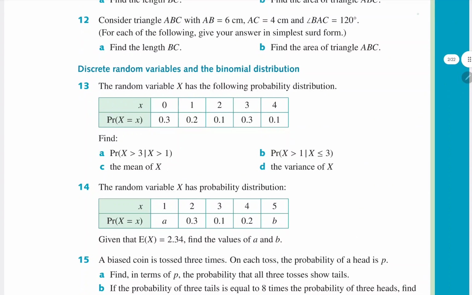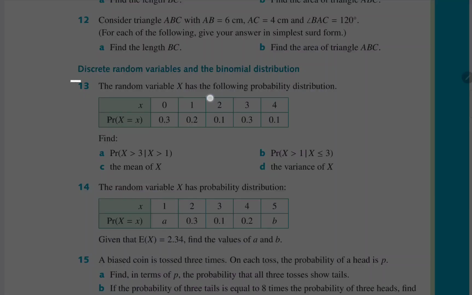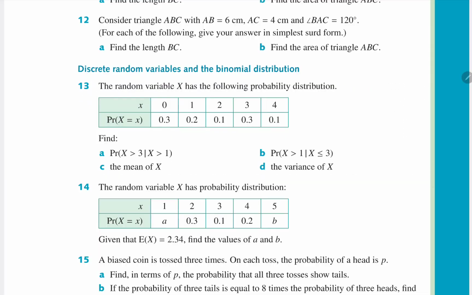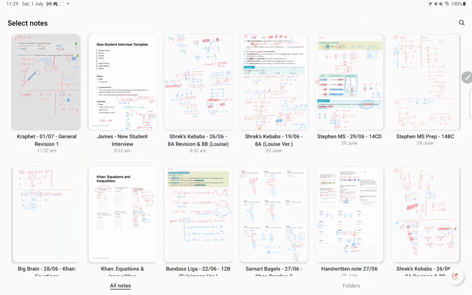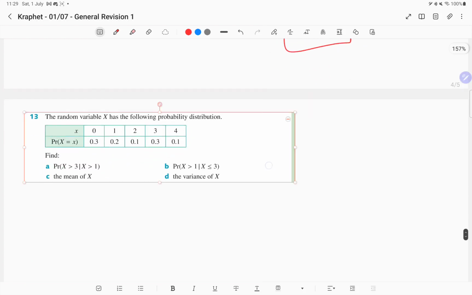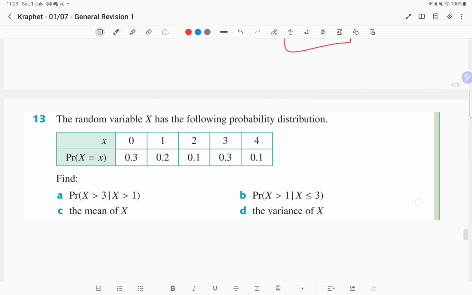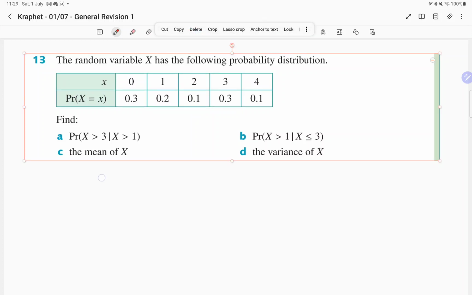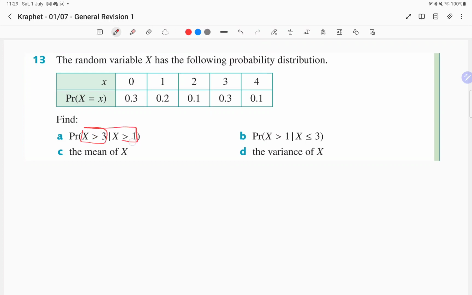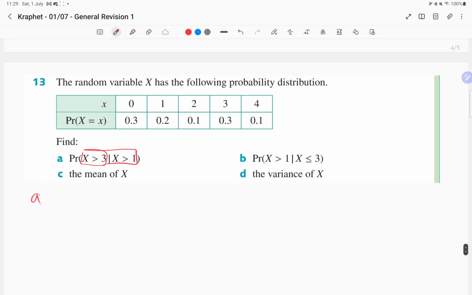Now, these kinds of questions are the ones that I wanted to wait until now to go through. This will probably feel a little bit new. It's based on the concept we've gone through before, but it might feel a bit new because of how they phrase it. The random variable x has the following probability distribution. This is an example of a tech-free probability question that is still difficult. What's the probability that x is more than 3 given x is more than 1? Conditional probability.